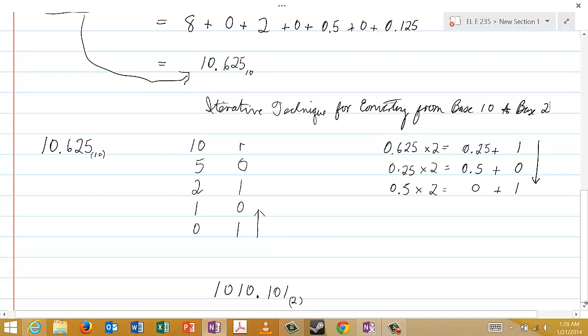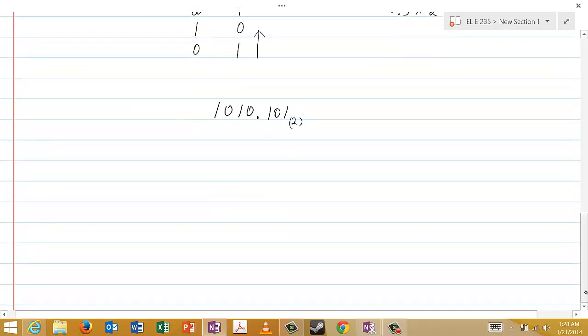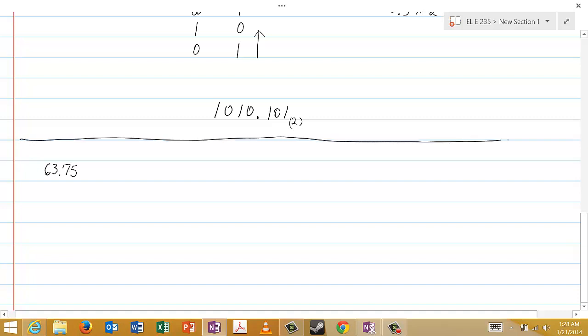That's, of course, a new concept. Maybe it seems a little bit tricky, and so let's look at another example. Let's take, for instance, maybe something like 63.75. So we now want to convert this number, 63.75 base 10, to a binary number.